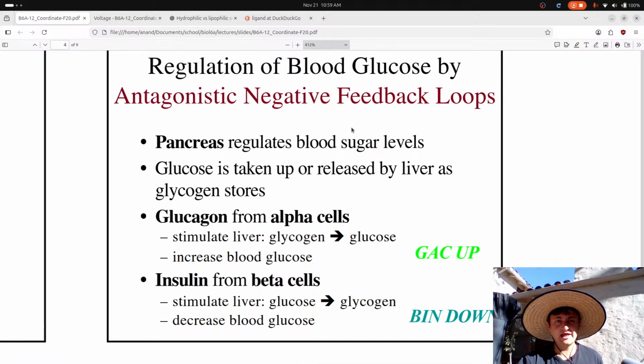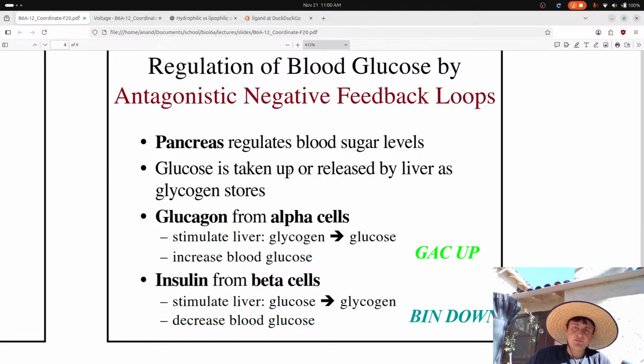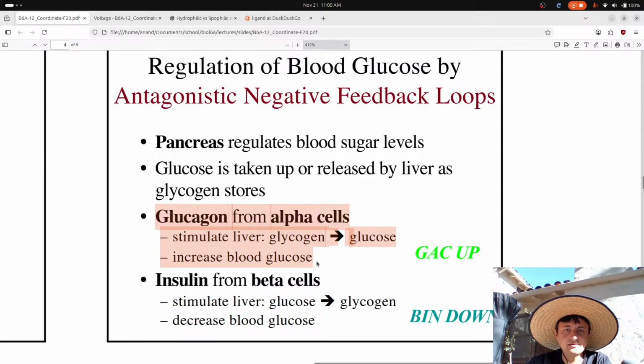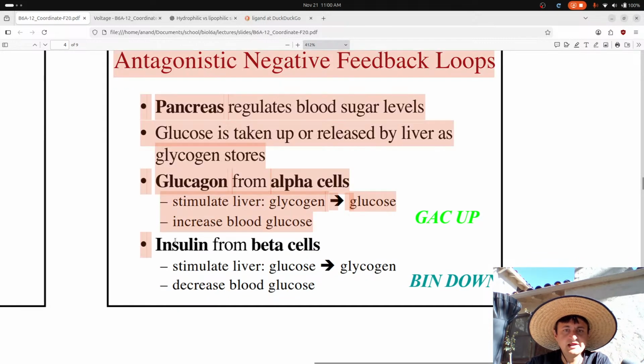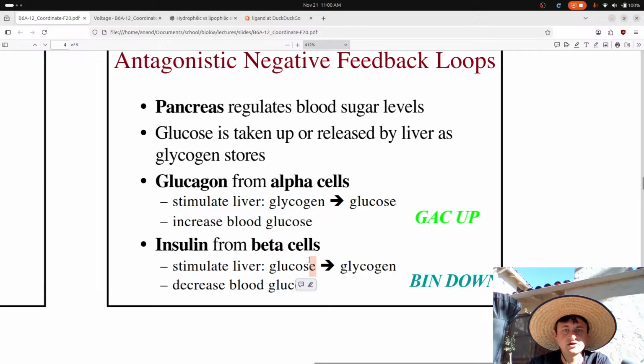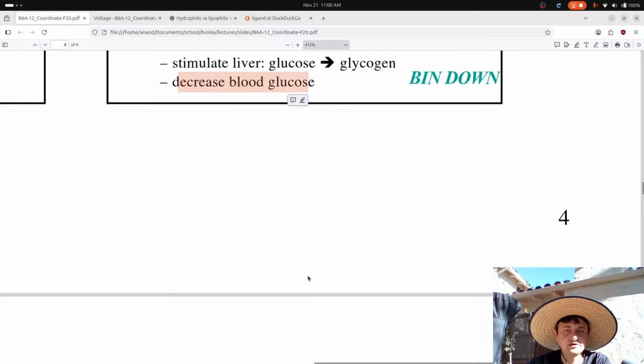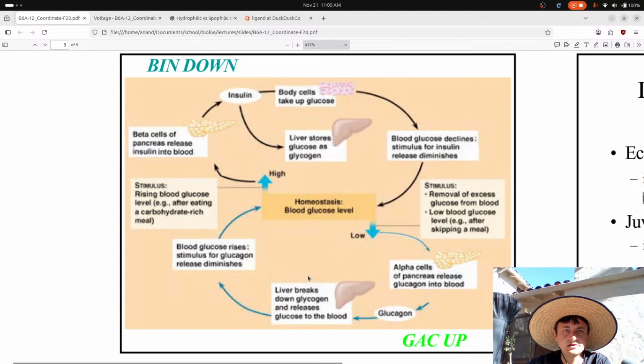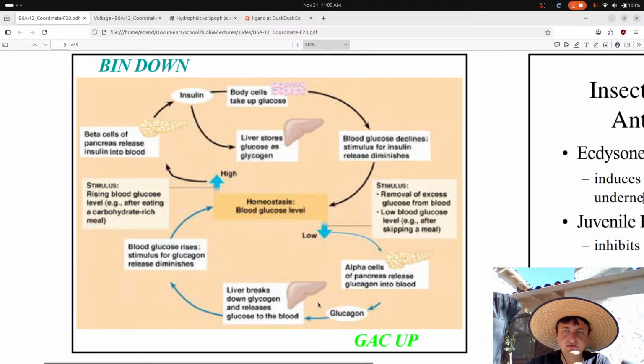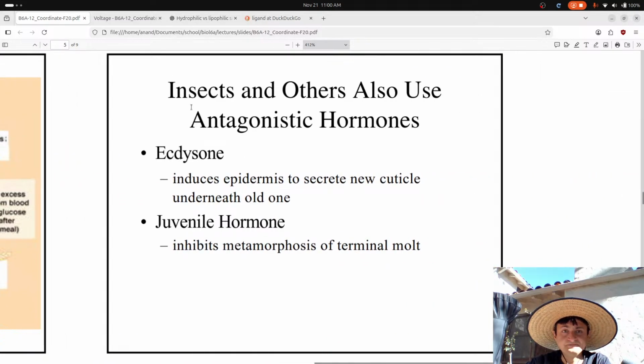Regulation of blood glucose by antagonistic negative feedback loops. Okay, this should be pretty basic. Pancreas regulates blood sugar levels. Glucose is taken up or released by liver as glycogen stores. Glucagon from alpha cells stimulates the liver to turn glycogen into glucose. This increases blood glucose. Then insulin from beta cells stimulates the liver to turn glucose into glycogen, so it goes down. Okay, that's a pretty simple thing. I feel like this is also something I know.